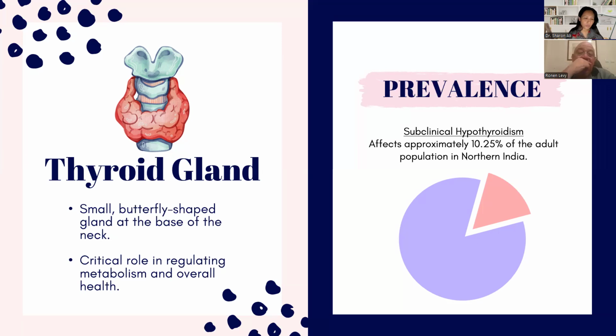Now, we know that the thyroid is a small butterfly-shaped gland at the base of the neck, and its main role is in regulating metabolism and overall health. One thing which is very significant is that a very large section of the population has subclinical thyroid. Subclinical thyroid is when the patient shows all the symptoms of thyroid, but their reports come normal.